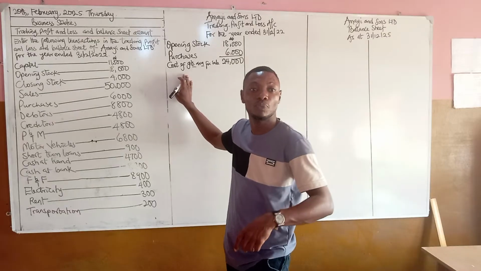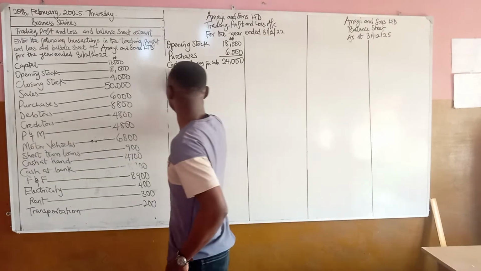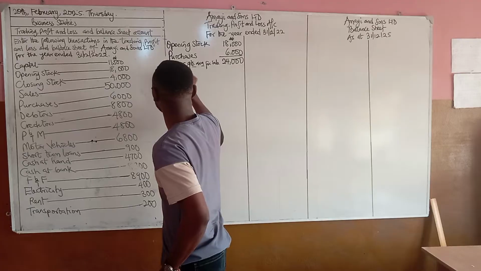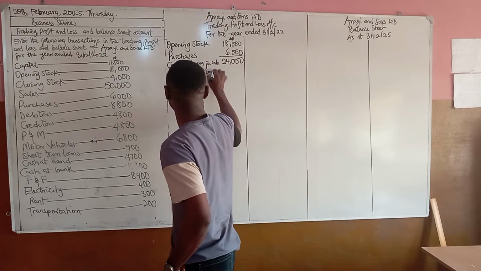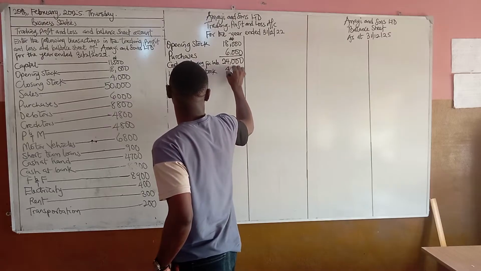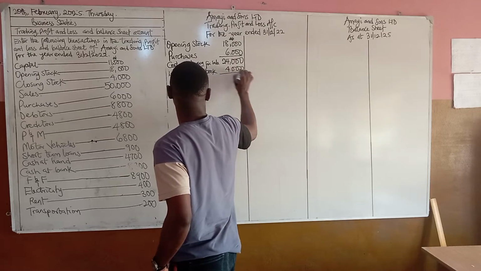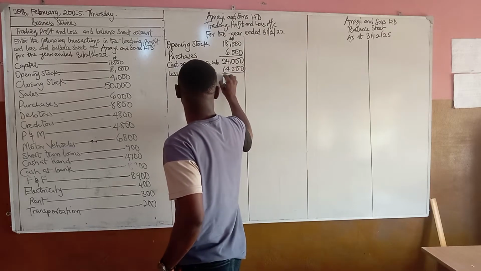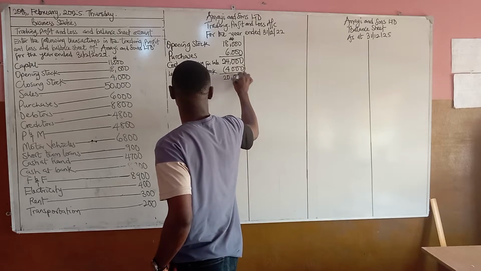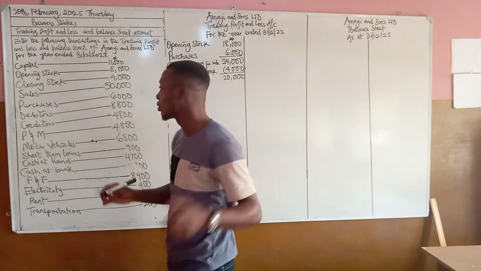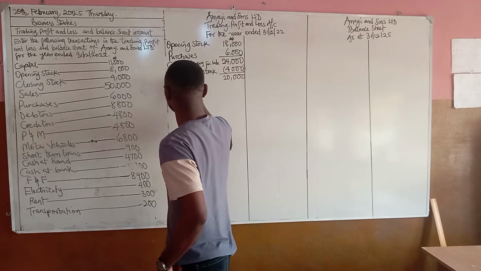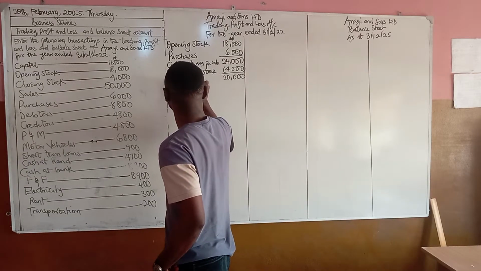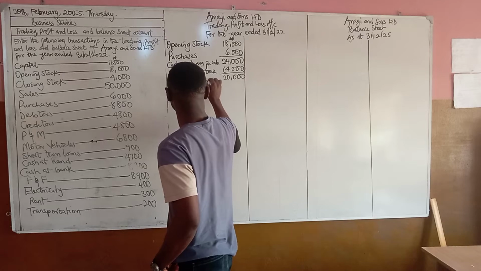Now, the next particular here, what are we? Yes, hello, Chukwu. Less closing stock. Wonderful. Thank you. Less closing stock. What's the value of our closing stock? 4,000. Now, if we subtract 4,000 from 24,000, what do we have? 20,000. And this value becomes what? Cost of goods sold. Wonderful. So we are good with the trading account, right? Yes. So cost of goods sold.